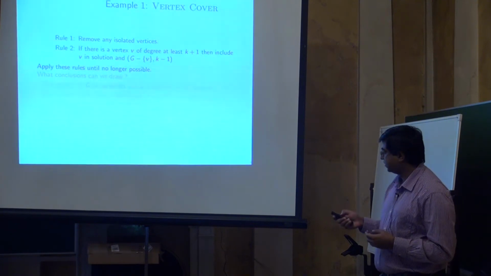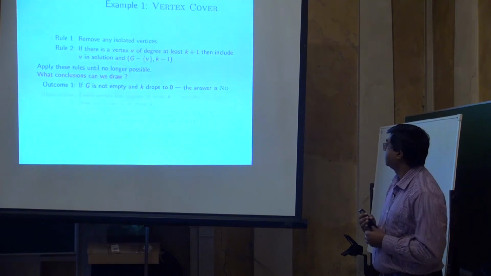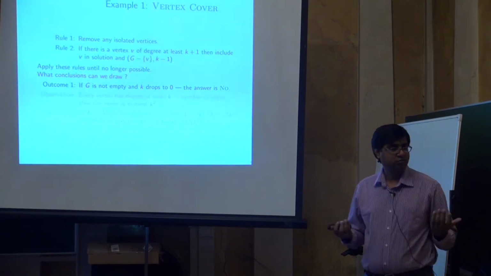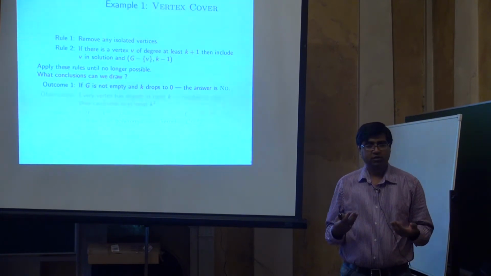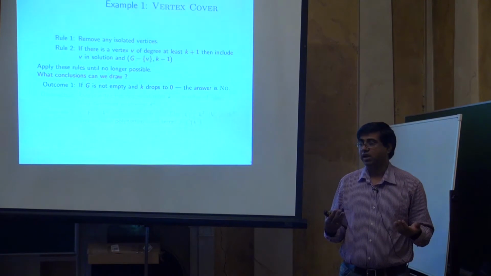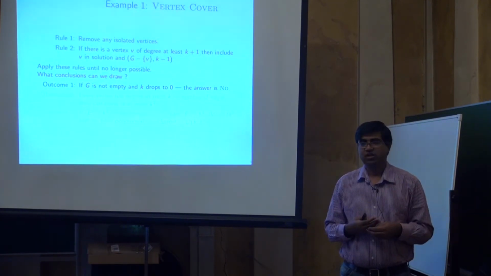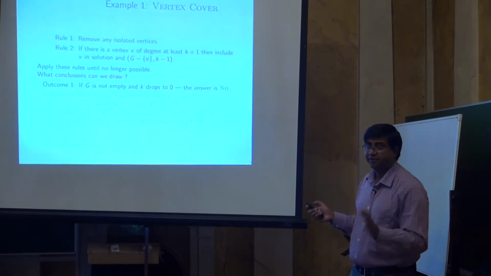Now, what conclusions can we draw? Outcome 1: if G is not empty and k drops to 0, then the answer is no. I apply these two reduction rules, and k drops to 0, but the graph still has an edge. It means that the answer is no. Now why? Because these reduction rules are safe.